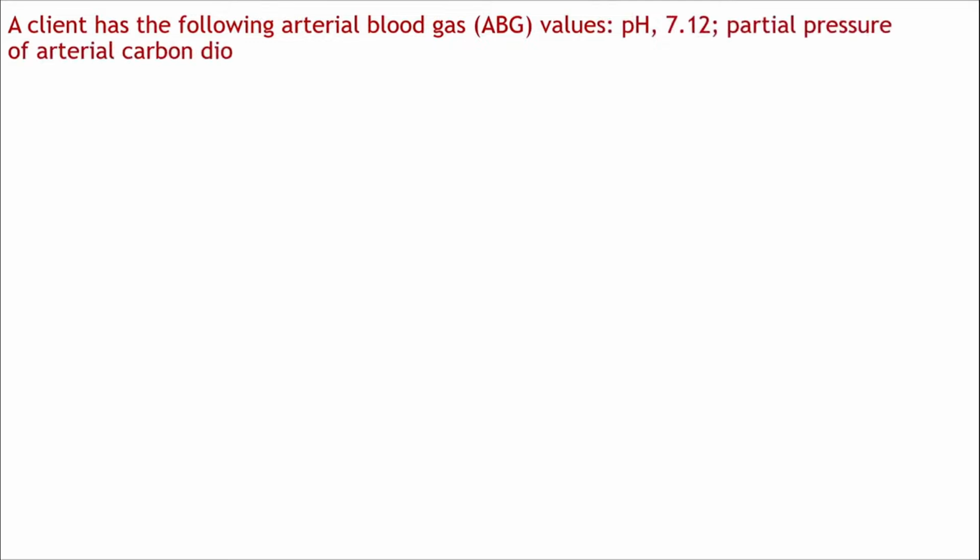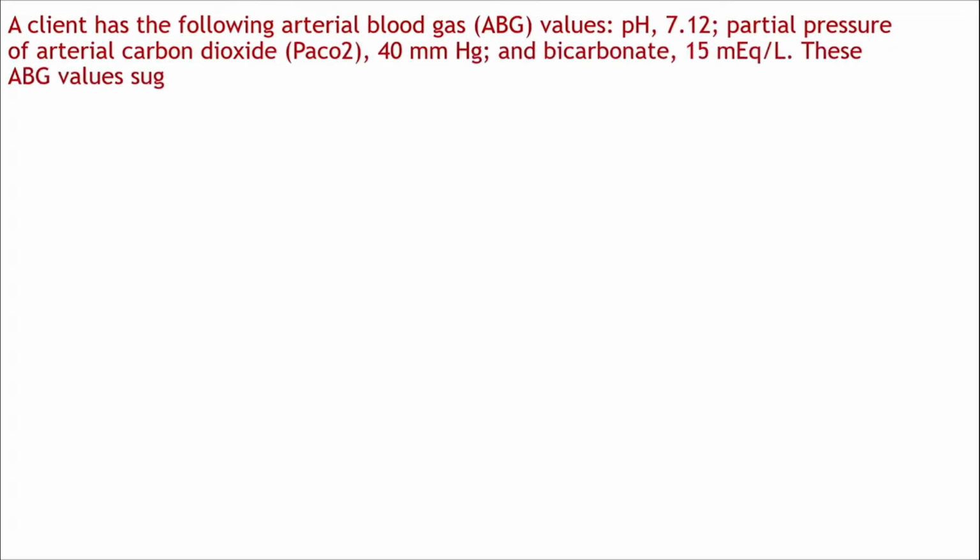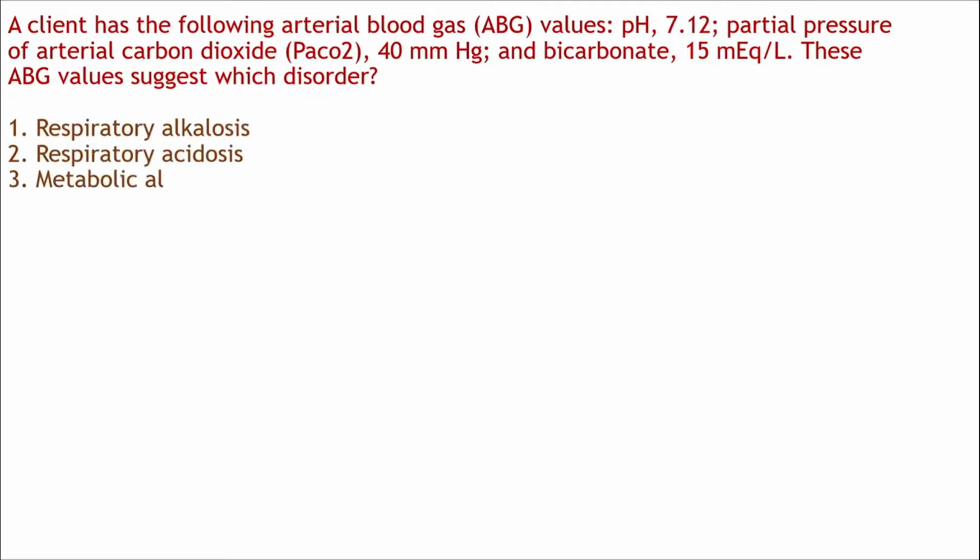A client has the following arterial blood gas, ABG values: pH 7.112, partial pressure of arterial carbon dioxide, 40 millimeters of mercury, and bicarbonate, 15 milliequivalents per liter. These ABG values suggest which disorder? 1. Respiratory alkalosis. 2. Respiratory acidosis. 3. Metabolic alkalosis. 4. Metabolic acidosis. And the correct answer is 4.